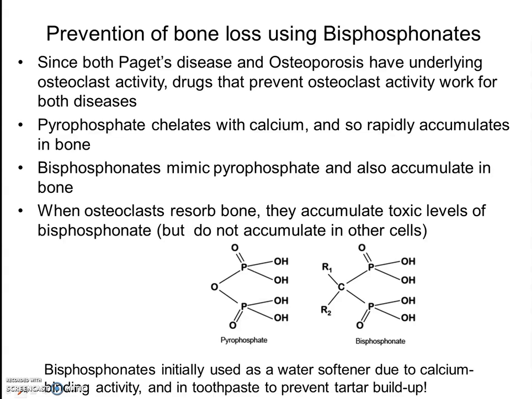If we leave the osteoclasts to just work at this higher rate that they are doing in Pagets disease, then we tend to get a chaotic bone formation coupled with rapid bone degradation, and the collagen present in bone never really gets a chance to mineralize.